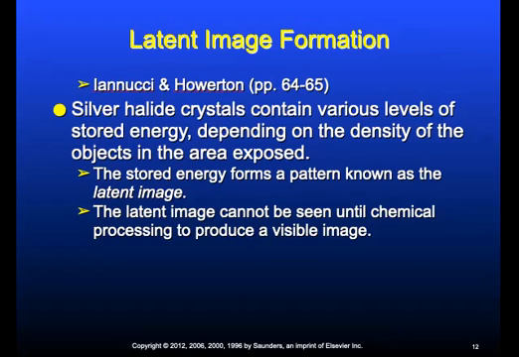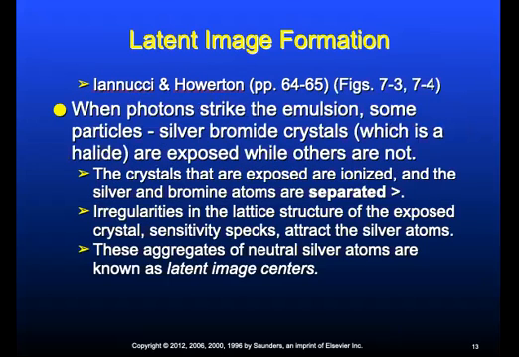So how does this happen? When photons strike the emulsion, some particles, such as silver bromide crystals, which is a halide, are exposed while others are not. It's the density of the tissues that determines which crystals on the film will be exposed and which will not. So a denser object like the maxillary bone will allow fewer crystals on the film to be exposed in that area. The crystals that are exposed are ionized and the silver and bromide ions are separated.